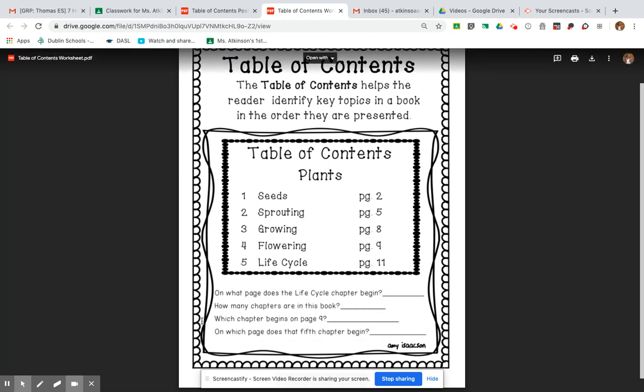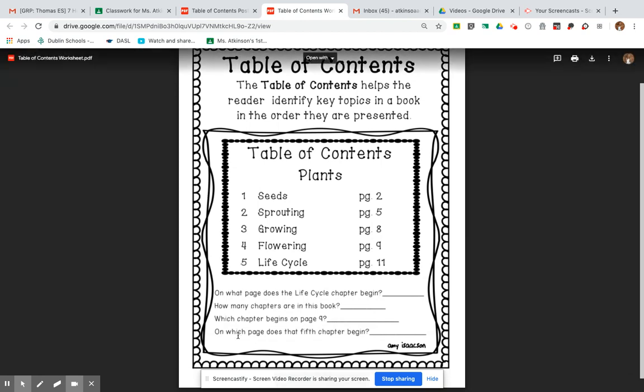The next one is, which chapter begins on page 9? So we talked about that the page numbers were over here. I see page 2, page 5, page 8. There's page 9. And the chapter is chapter 4, flowering. So Miss Atkinson down here in the blank would write chapter 4, flowering.